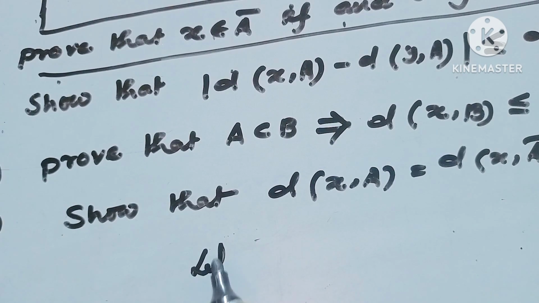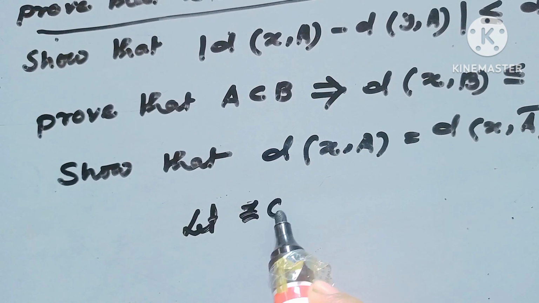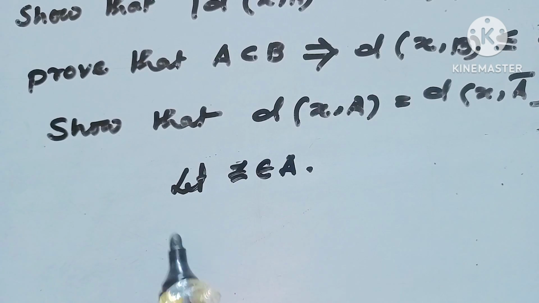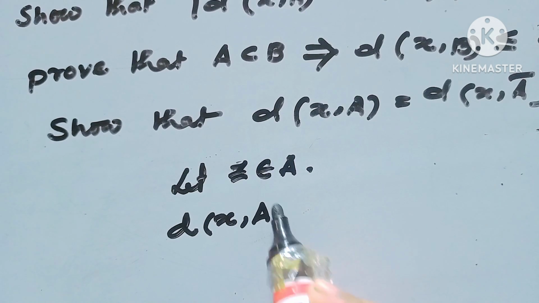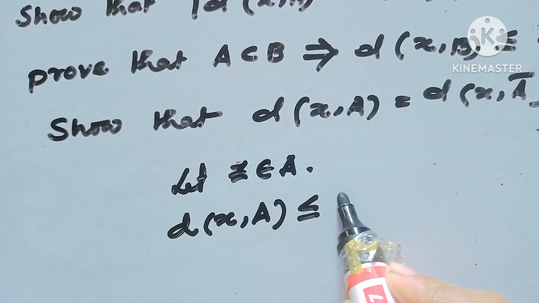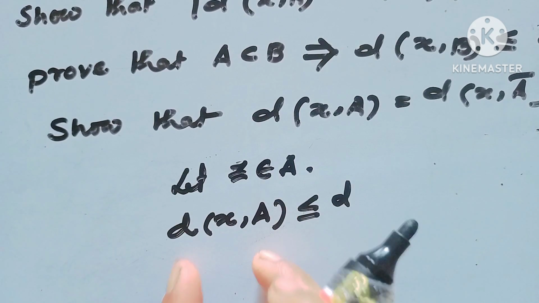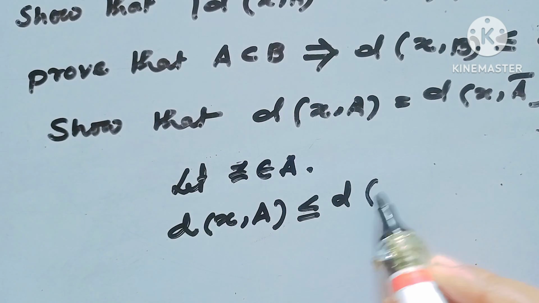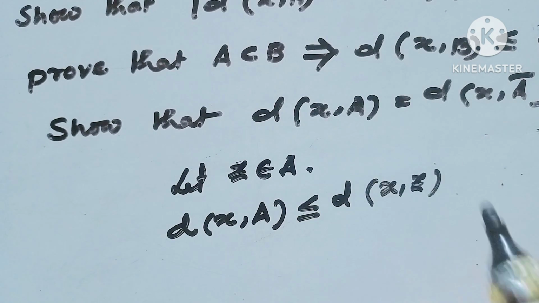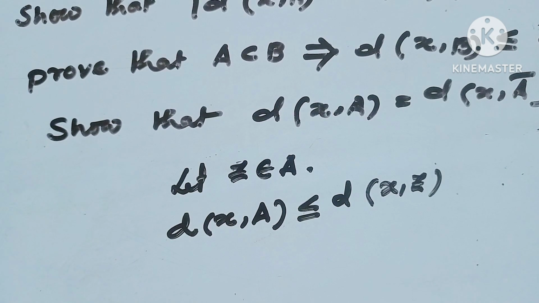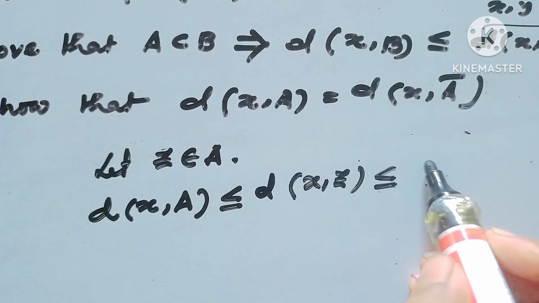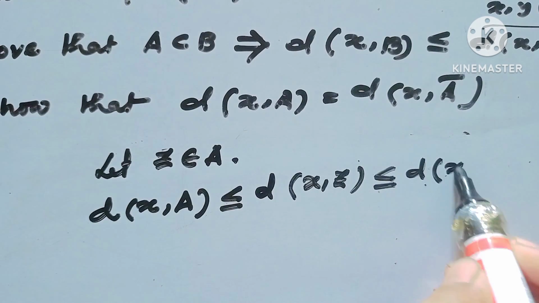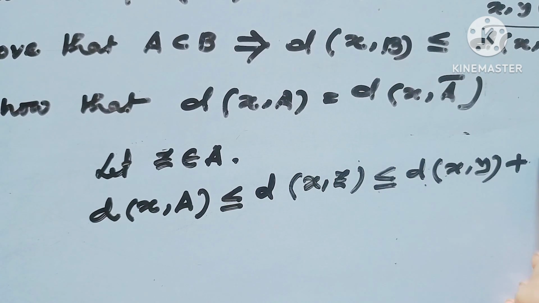So, this proof is very easy. Let z belong to A. Then obviously the distance between x and A is less than, since this is the infimum distance, d of x comma z, where z is an arbitrary point in A. And by the triangle inequality, this is less than or equal to the distance between x and y plus the distance between y and z.